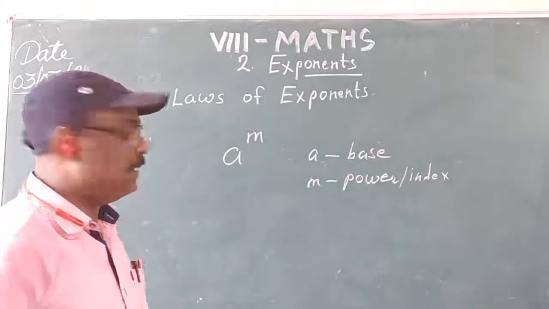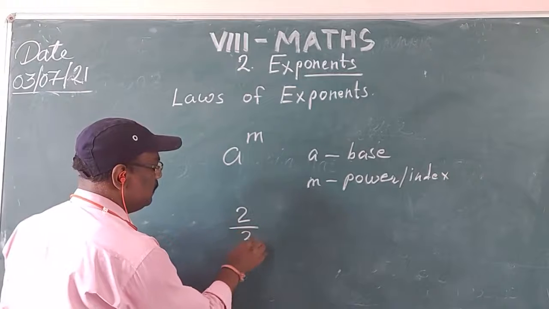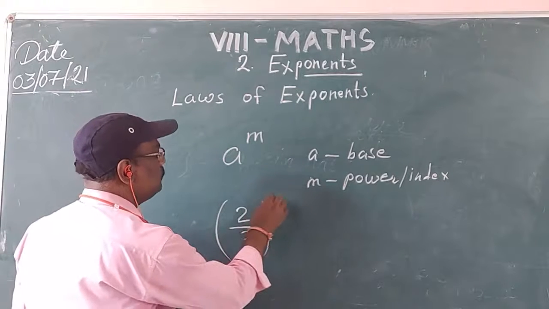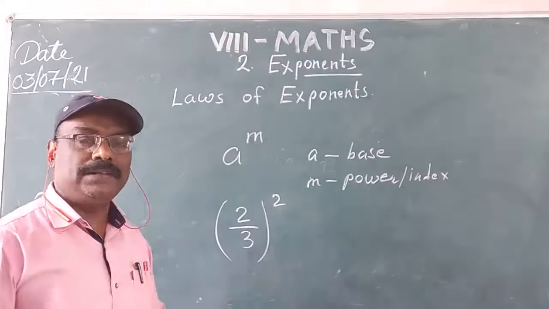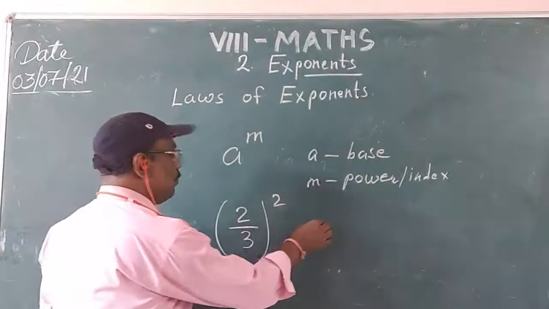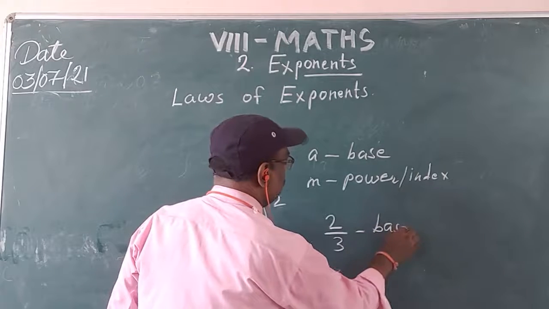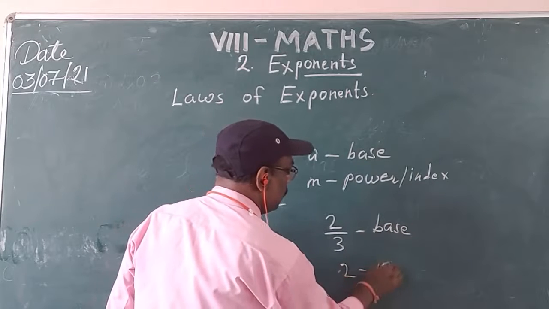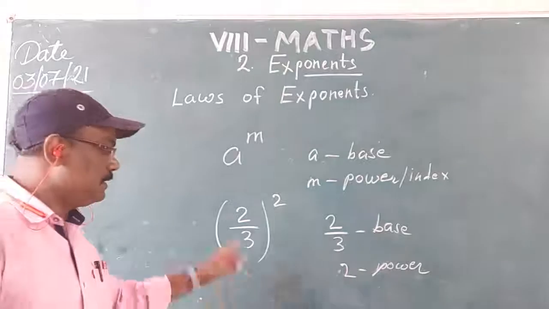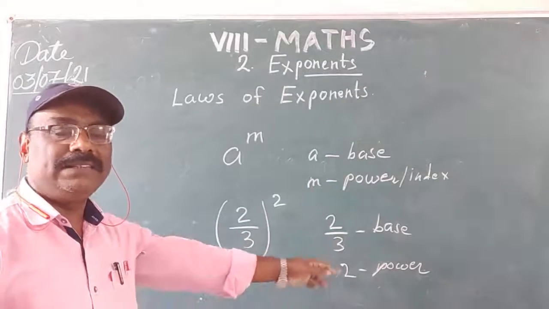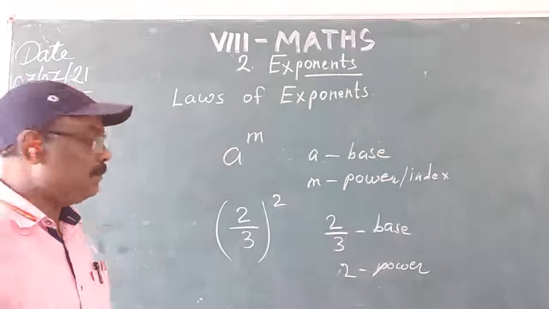The same thing will happen when we write a rational number. Suppose I have written here 2 by 3 to the power 2. Here which is the base and which is the power? Here 2 by 3 is the base and 2 is the power. So first you should know the base and the power.